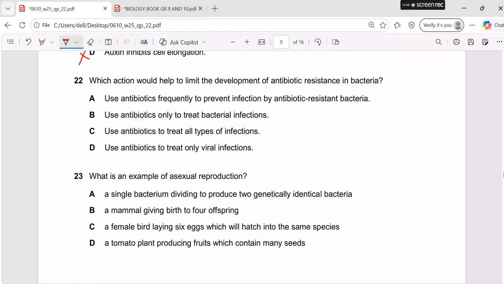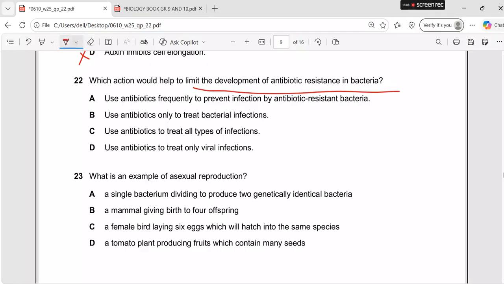Question number 22. Which action would help to limit the development of antibiotic resistance in bacteria? Antibiotic resistance in bacteria. So which one is limiting the development of antibiotic resistance in bacteria? Okay, that's true that it is using antibiotics. And if you see A, B, C, D, all are starting with using antibiotics, but definitely we have to read the full options.